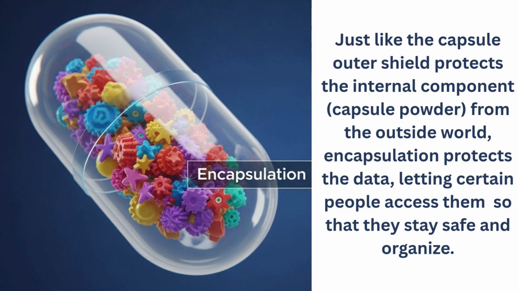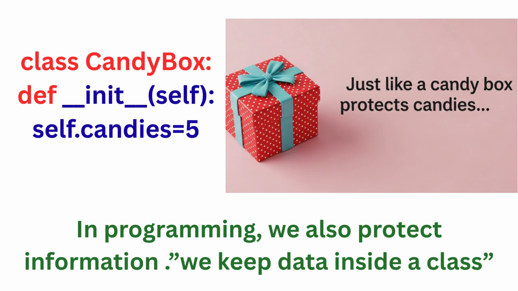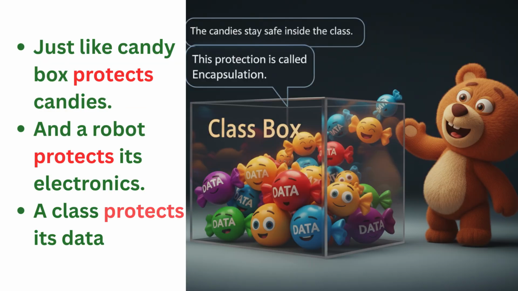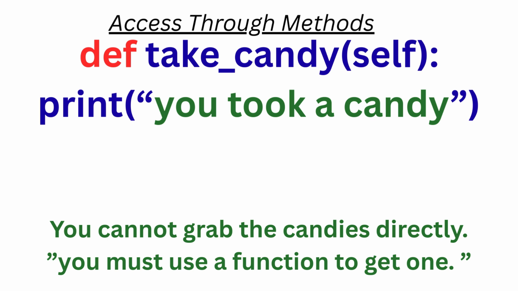Just like the capsule outer shield protects the capsule powder from the outside world, just like the candy box protects the candies, in programming also we hide data so that they are safe. Think of the box itself like a class. The data are the candies. The action here, take candy, is a method. The box keeps everything organized.